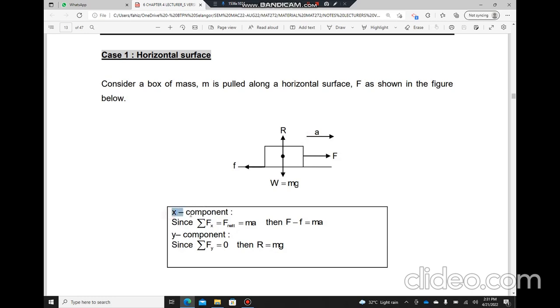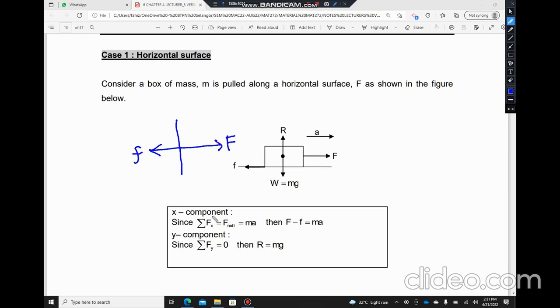Okay, so for the X component, meaning the horizontal. When it's horizontal, we need to consider this. For horizontal, we just consider F and the friction, so left and right. So for the X component, the sum of Fx equals Fnet equals ma, because we have an acceleration. So it becomes Newton's second law. So F minus F, the first F is because it goes to the right, and the second F goes to the left, minus F equals ma, where A is the acceleration.